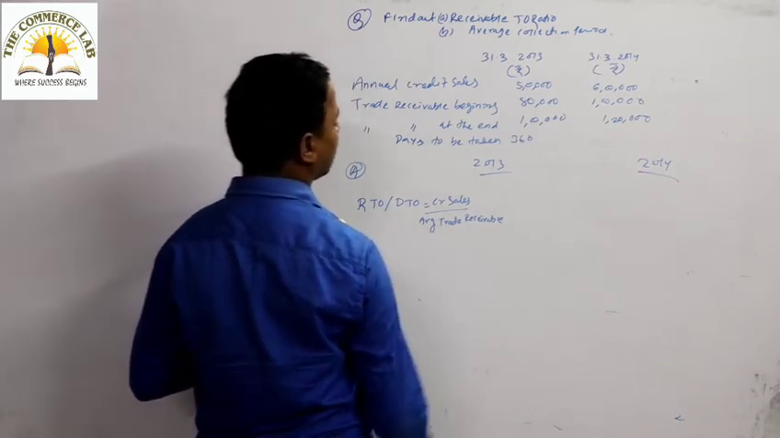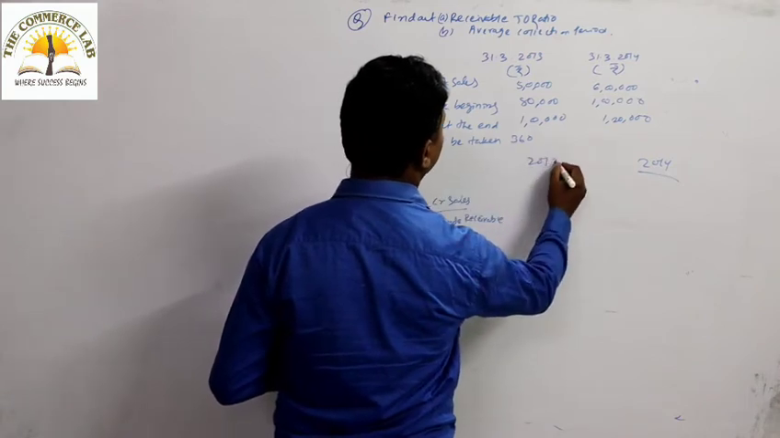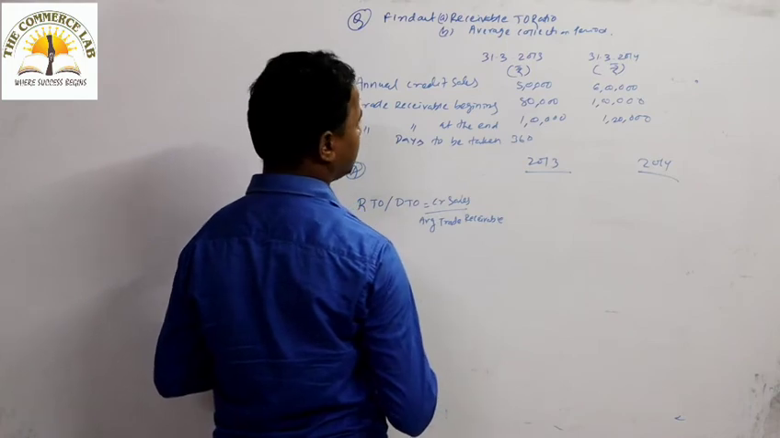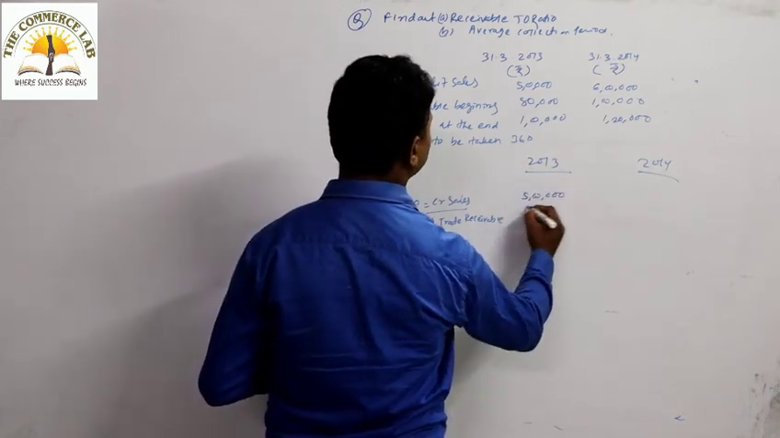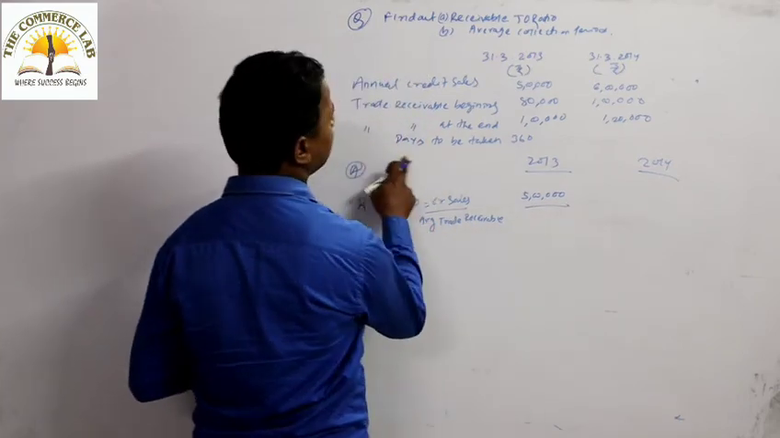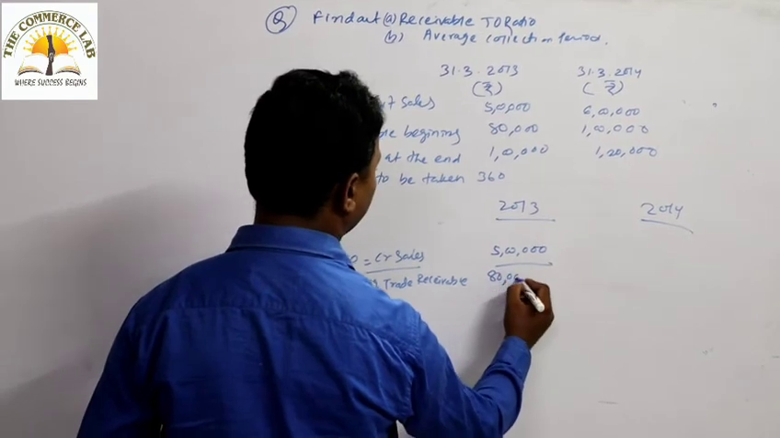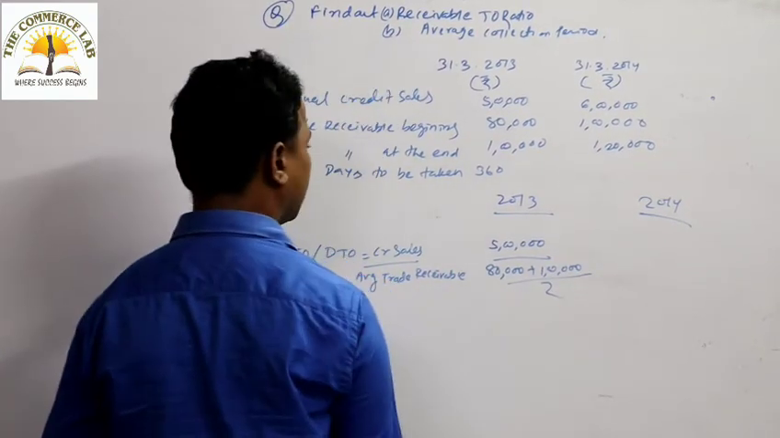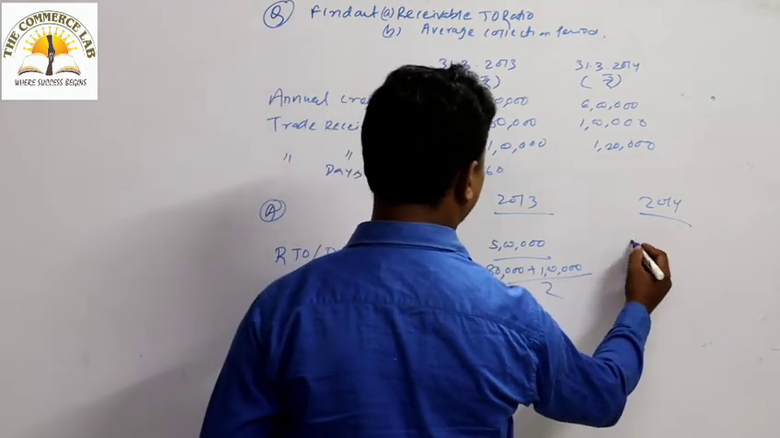Okay, how much is the credit sales of 2013? Let's say how much the credit sales of 2013, that is 5 lakh. How much the average trade receivable, that is opening plus closing by 2, 80,000 plus 1 lakh divided by 2. Okay, similarly for 2014 also, how to calculate this way?